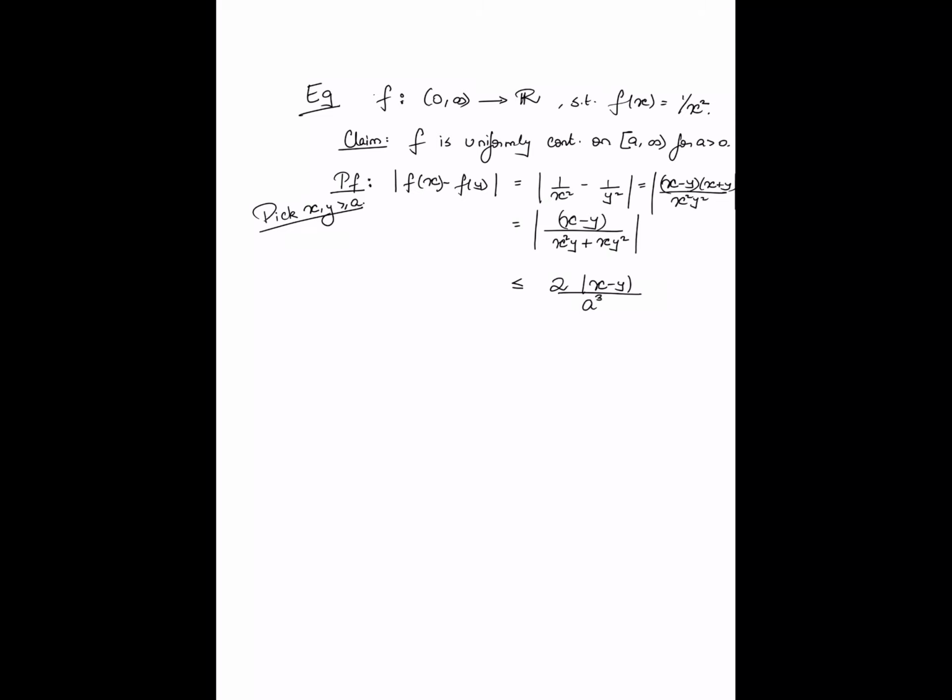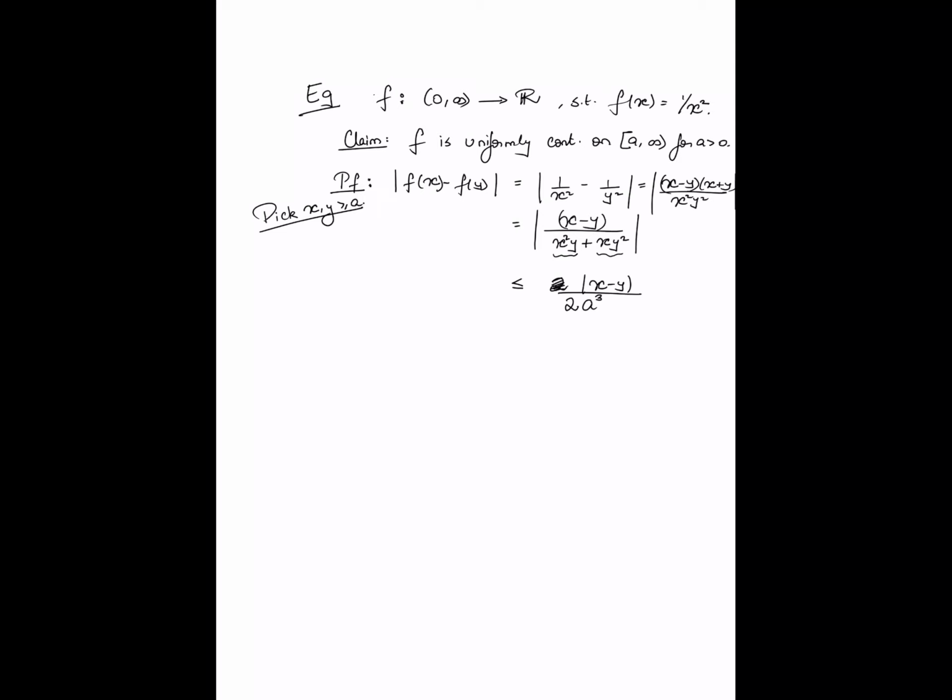Right, I hope this is clear. All I'm saying is that each of these pieces, x square y is greater than or equal to a cube, xy square is greater than or equal to a cube, so the entire denominator is greater than or equal to 2 times a cube, right? So I should put the 2 here. Sorry about that. Okay, so this is now upper bounded by the absolute value of x minus y divided by 2a cube. Seem to have made a mistake here. Yeah, I made a mistake here.